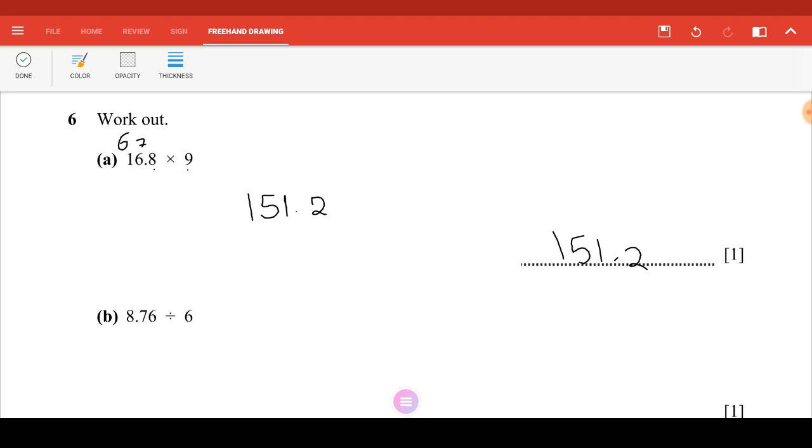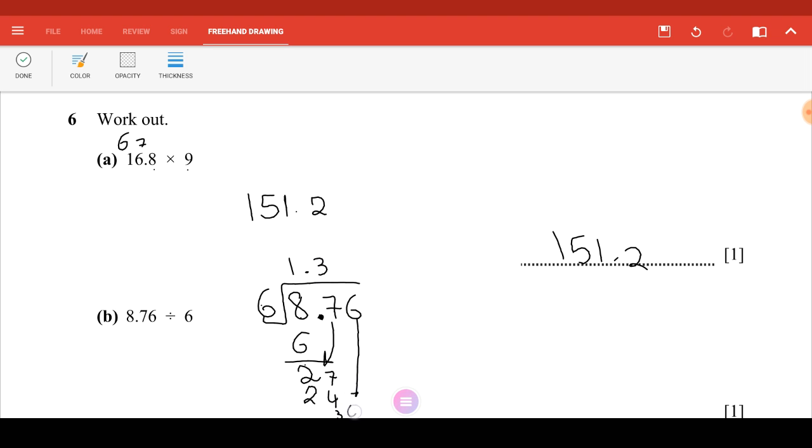Letter B, 8.76 divided by 6. 8 divided by 6, we have 6, which is 1. Then put a point, remainder 2. Drop 7. 27 divided by 6, which is 24, is the variable. So the answer will be 3. The remainder would be 3. 36 divided by 6 equals 6. So the answer will be 1.36.